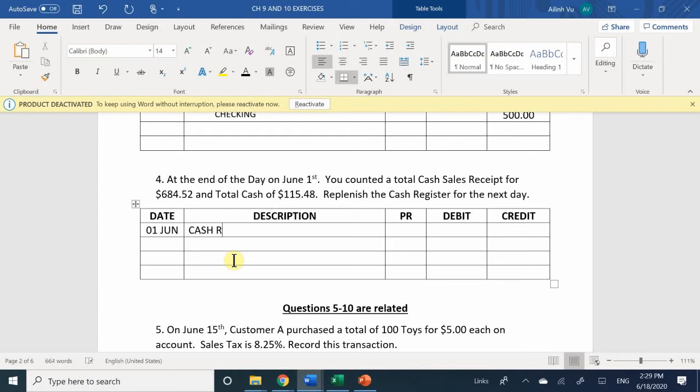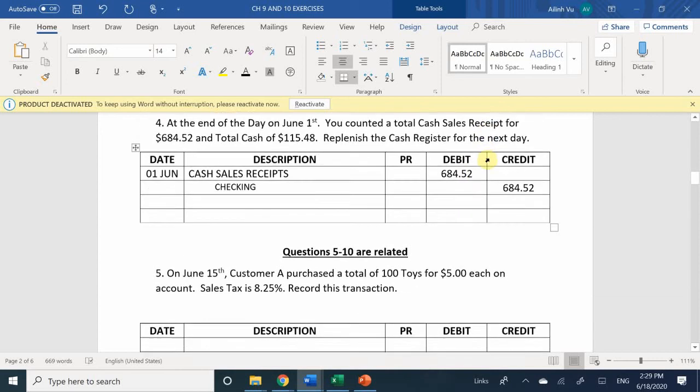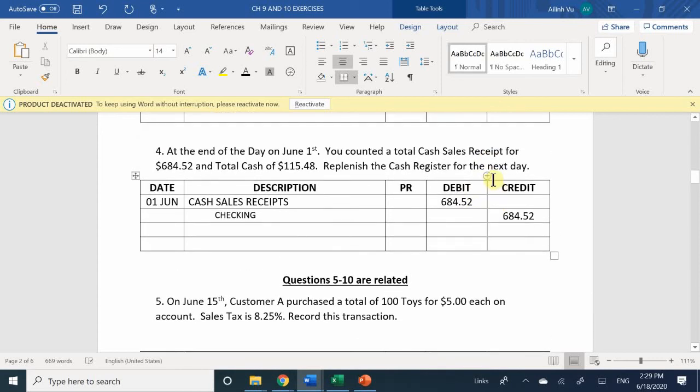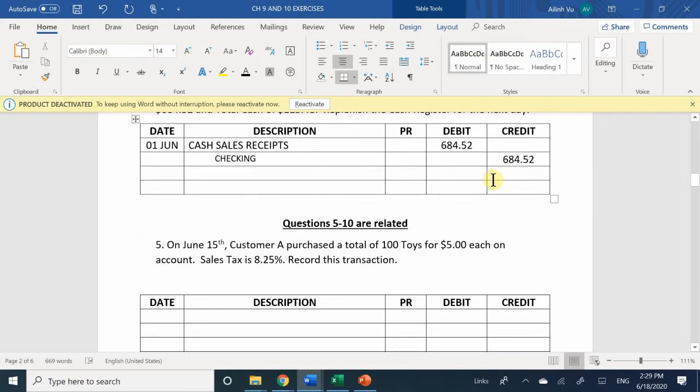Cash sales receipt. We're going to expense it, right? We're going to trade them in, and we're going to either write a check, or go to the bank and pull out money for $684.52. That is correct. So how much is now remaining in your cash register? 800. Whatever amount you establish in your cash register needs to stay that amount at all times.